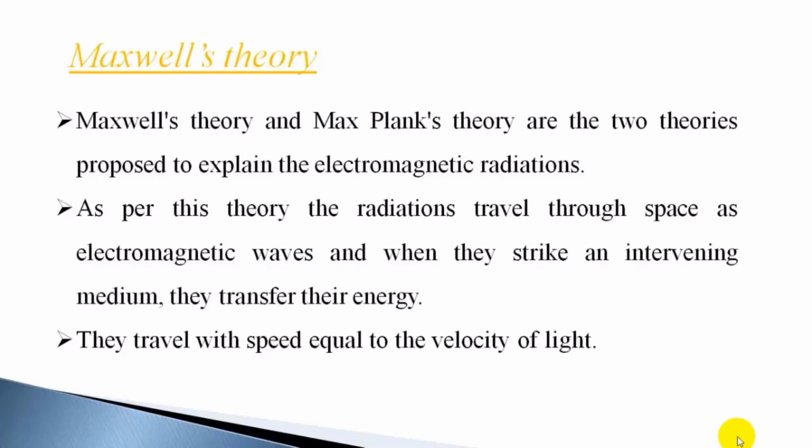Today, I will discuss some of the theoretical aspects related to radiation heat transfer. There are two theories proposed to explain the radiation heat transfer. They are Maxwell's theory and Max Planck's theory. According to Maxwell's theory, the energy transfer is taking place as a result of radiations emitted from a body due to changes in electronic configurations of atoms or molecules. The electromagnetic waves so produced travel through space and strike another body and transfer energy. They travel with speed equal to the velocity of light.